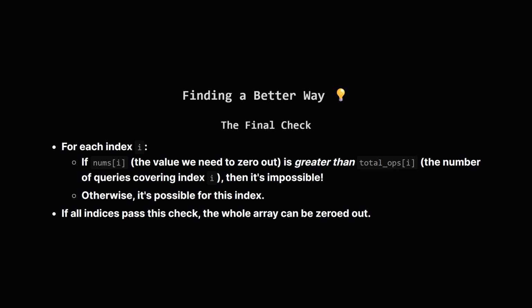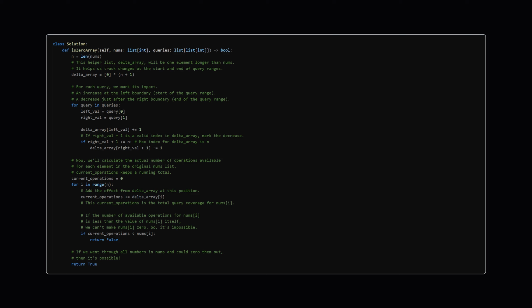So the whole task is impossible, and we can stop and say false. If we go through all the numbers in nums, and this condition never fails, it means we can zero out every number. So the answer is true. Alright, here's the Python code that puts this idea into action. It might look like a bit at first glance, but no worries. We'll go through it piece by piece.